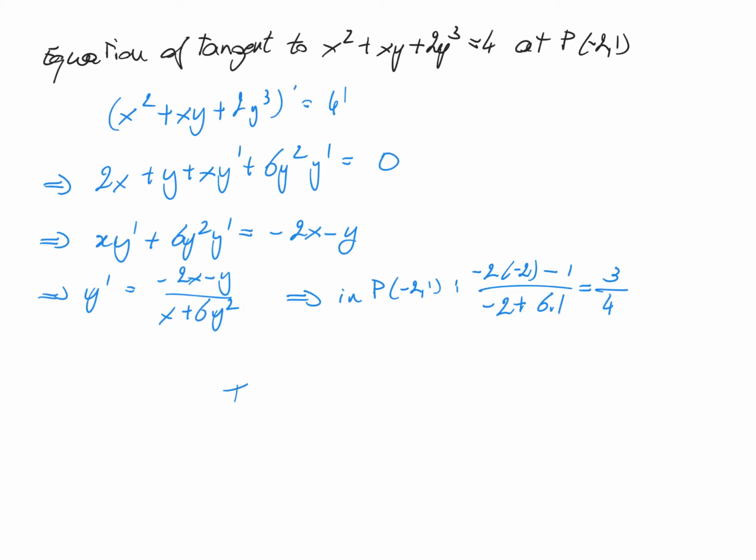And then the tangent line in P, this is y minus 1, so y minus the y value in P, equal to the slope, which is 3 over 4 times x minus minus 2, which is x plus 2. Or if we rewrite this, we work it out, this is 3 times x minus 4 times y equal to minus 10.